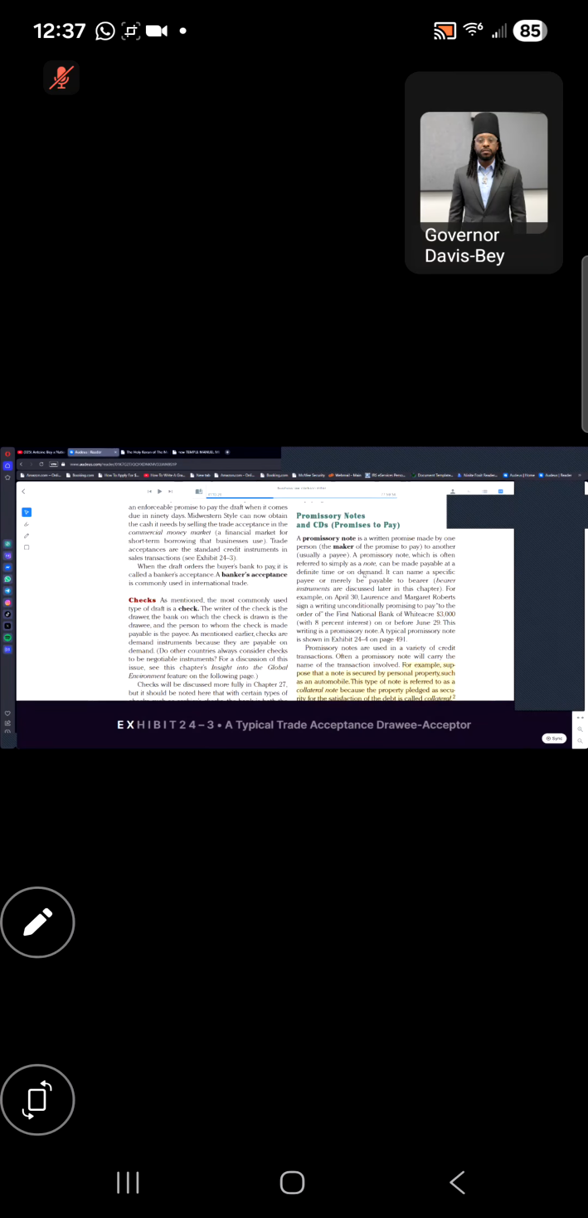So let's get the definition down of promissory note. Because this deals with the car notes and mortgages, credit cards. Everybody signed a promissory note, which is a written promise made by one person, the maker of the promise to pay, to another, usually a payee. So this doesn't have 3 rows. This only has 2 rows. So this falls into a category not of a trust, but of a common law contract.